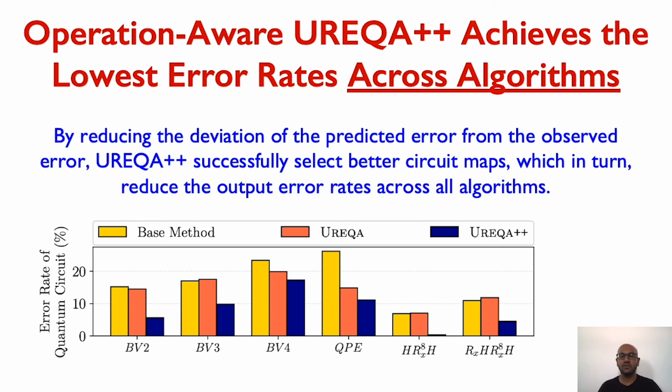For example, in the figure, when we look at the QPE, or quantum phase estimation algorithm, we see that the base method, which treats all operations to have the same error, has an error rate of about 25%, while with UREQA++ it's reduced by approximately 15 percent points to just 10%.